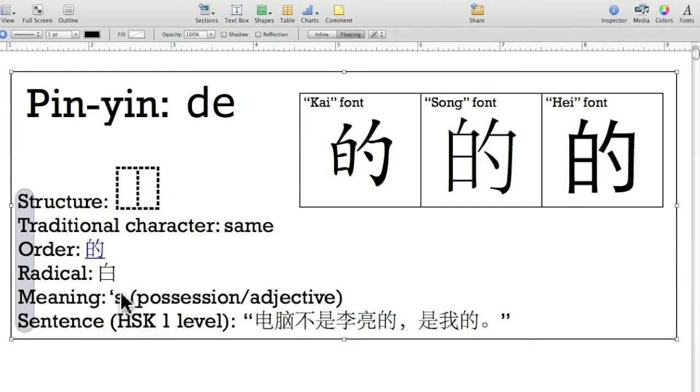The meaning is apostrophe S in English, so that would be like Mrs. Johnson's phone. It means it marks possession. It also marks adjective. So if something is red, we'd put this character de after the color red. If something is green or big or heavy, any sort of adjective that describes things, we put this de after it as well.